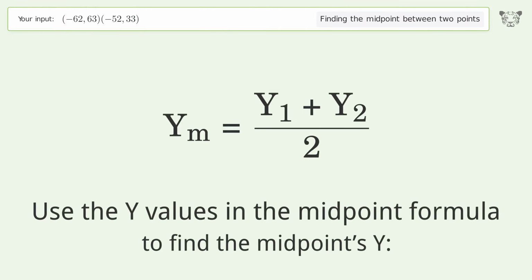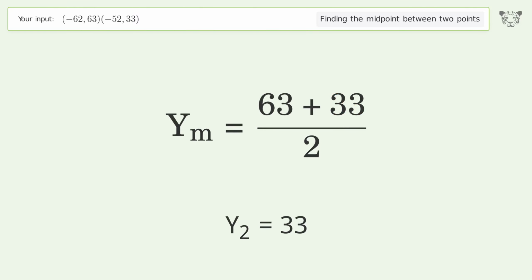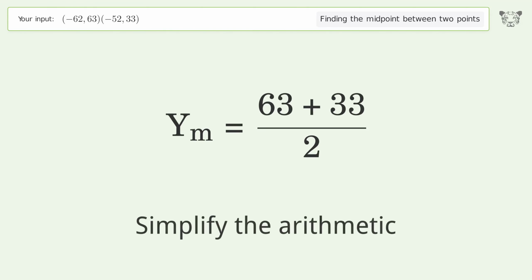Use the y values in the midpoint formula to find the midpoint's y. y1 equals 63. y2 equals 33. Simplify the arithmetic.